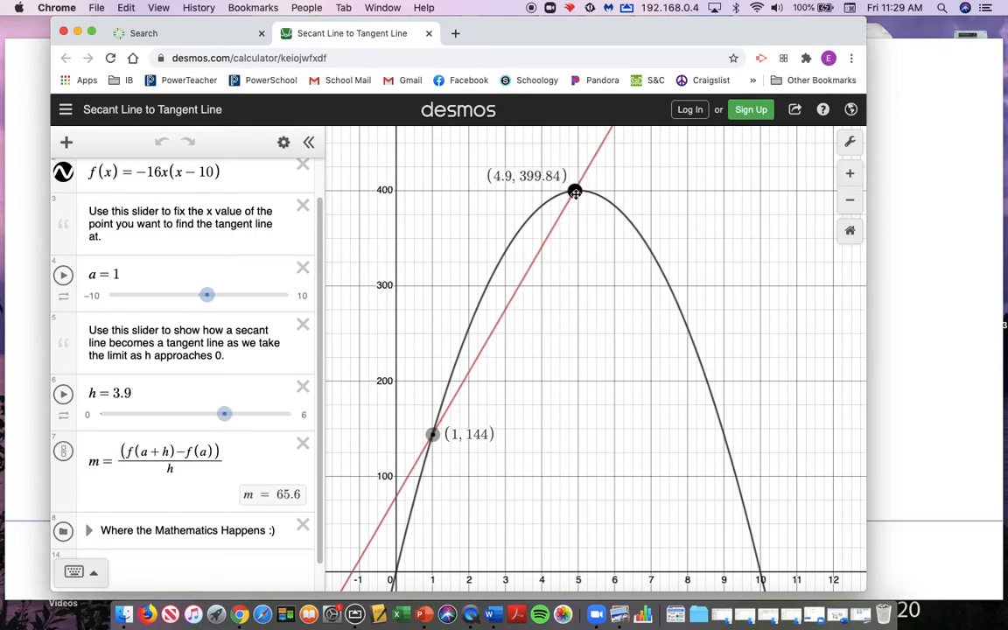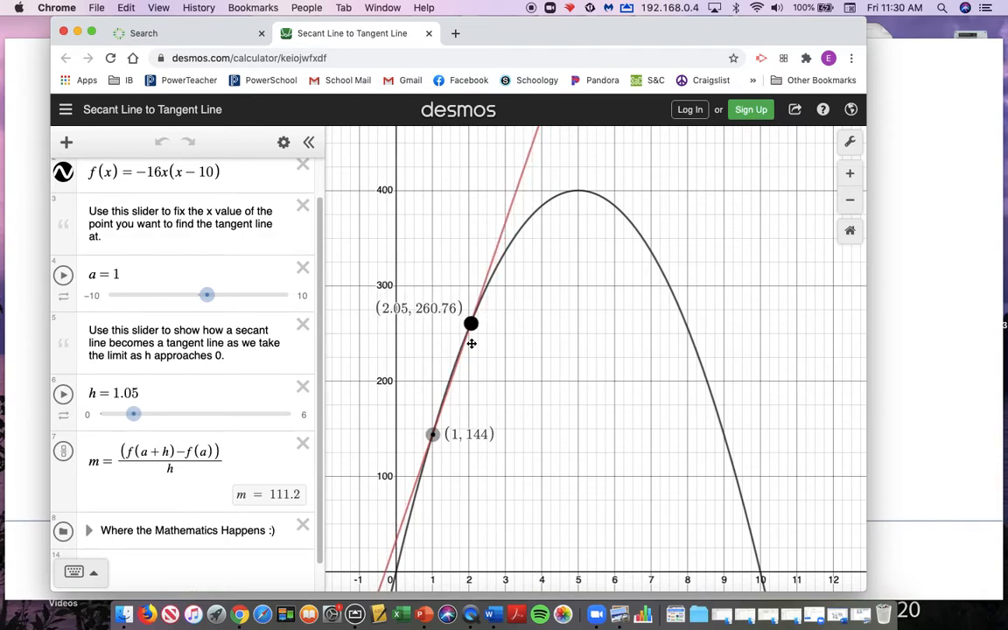But well, notice what happens when I start to drag this thing. Our secant line starts to change, and notice what the slope is doing. Here the slope is almost 78. If I keep on going, I'm moving the point closer and closer to this other point. I'm kind of squeezing these points together. Now I'm up to 99. I move this thing closer and closer.